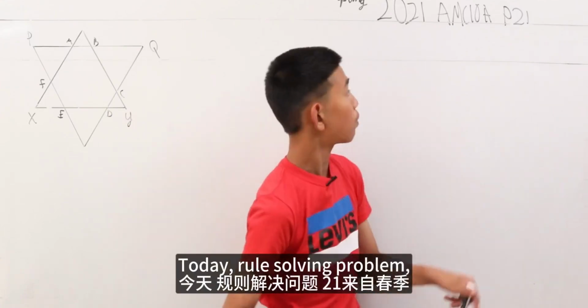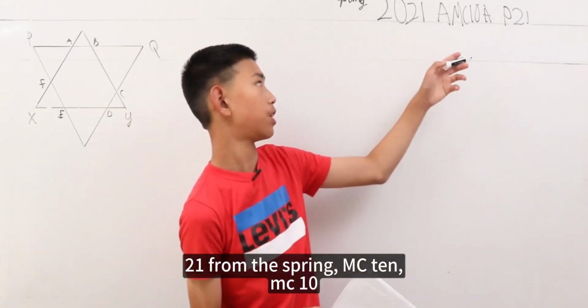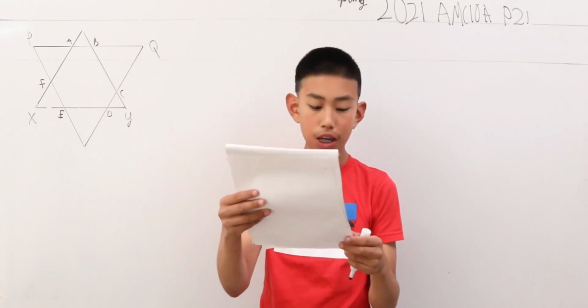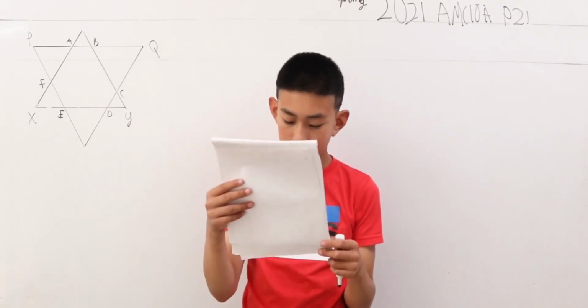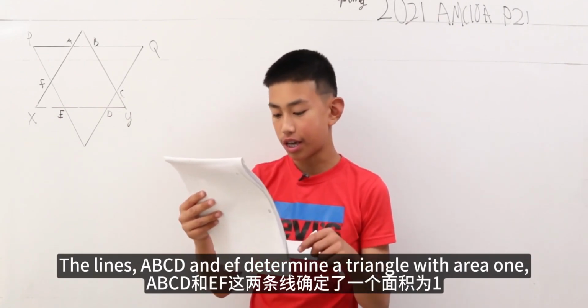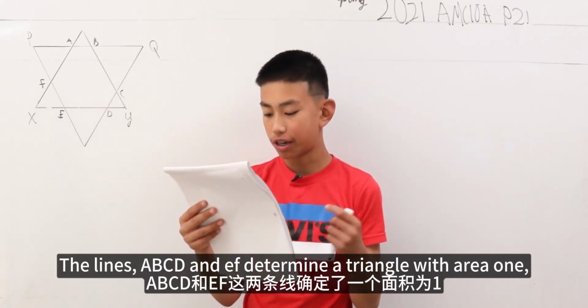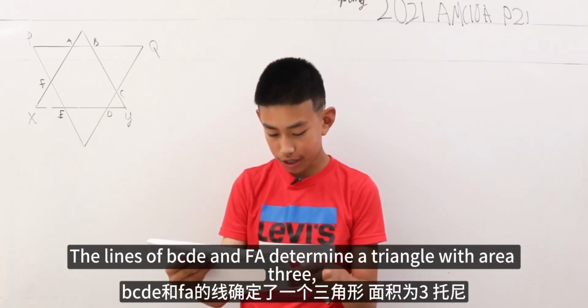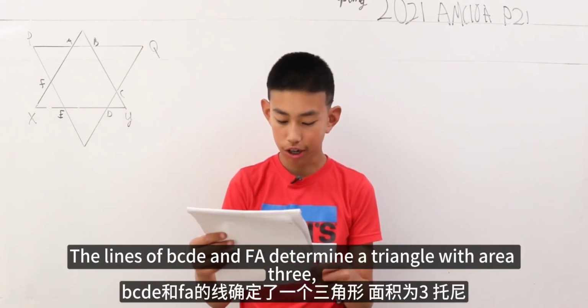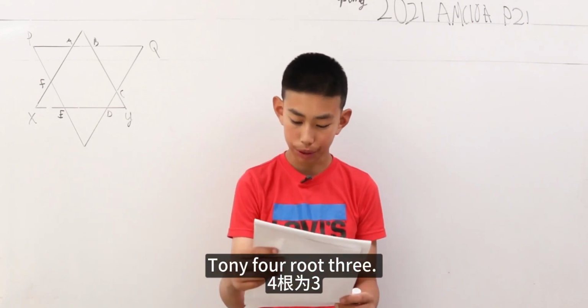Today, we're solving problem 21 from the Spring AMC 10A from 2021. Let A, B, C, D, E, F be an equiangular hexagon. The lines AB, CD, and EF determine a triangle with area 192 root 3, and the lines of BC, DE, and FA determine a triangle with area 324 root 3.